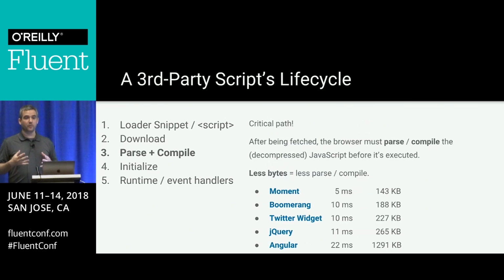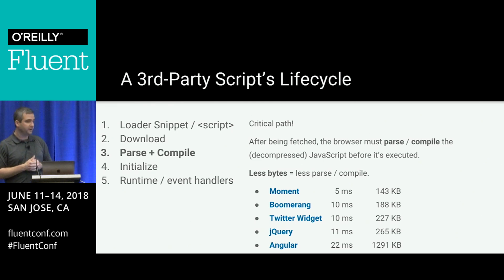And the size of those libraries has a direct effect on how long it takes the browser to parse and compile them. So as soon as the JavaScript source has been downloaded, the browser parses it, compiles it, and gets it ready to run. The size of the library has a direct correlation on how long this takes. Less bytes equals less compile time.